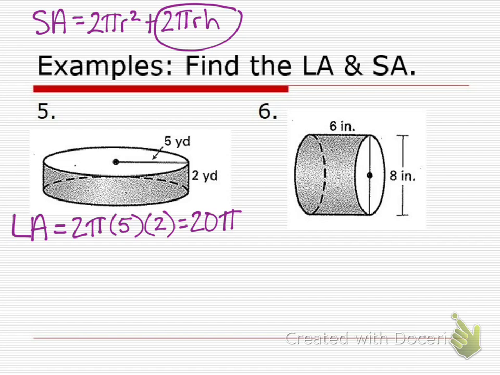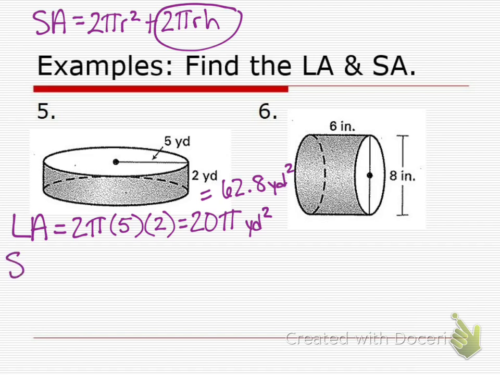What would our units be? Yards squared. Now, if you did multiply it out, what would you get? You would have a decimal. 62.8 yards squared. So if you're going to round it, rounding it to the tenths is fine. But for the next part, I would recommend leaving it with the pi in there.